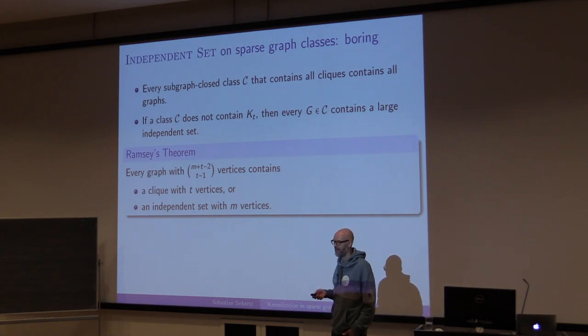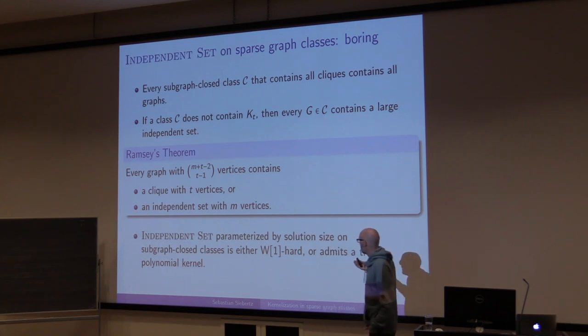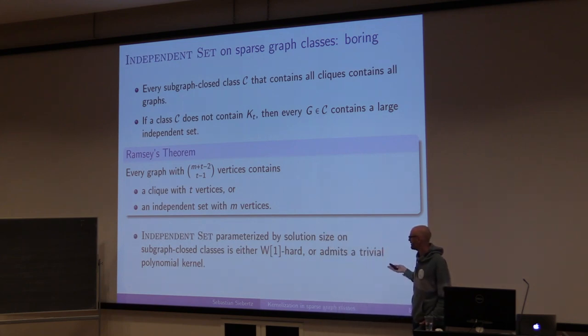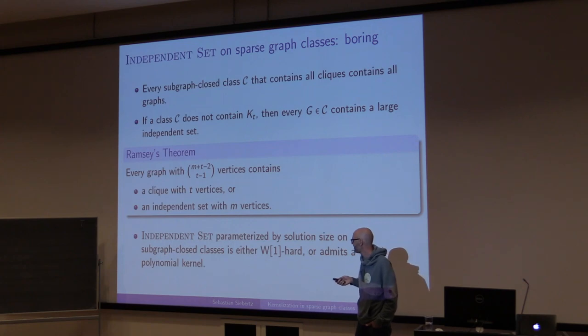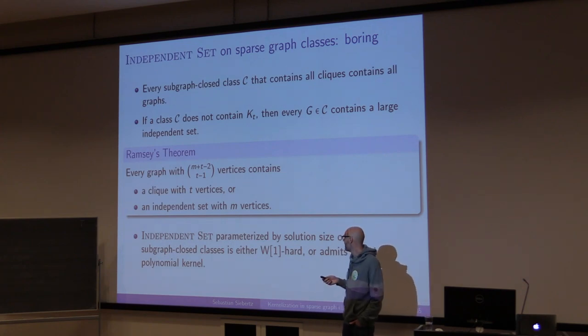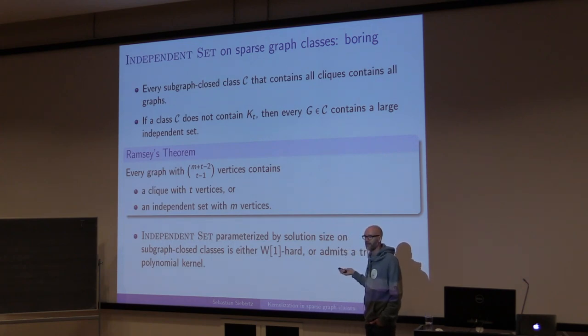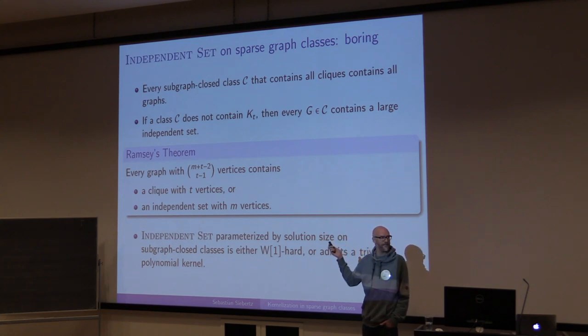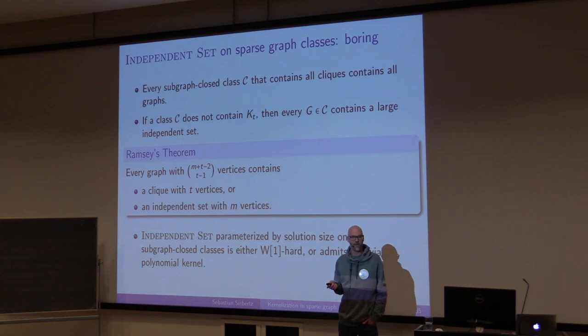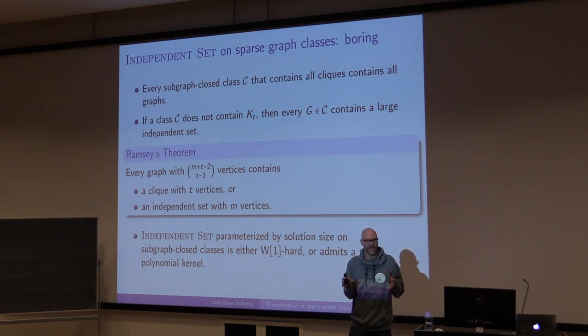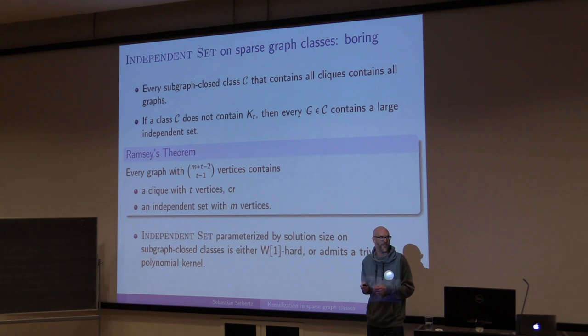So this is actually quite boring, and we get the following result. Independent set parameterized by solution size on subgraph closed classes is either W[1]-hard, if we have all cliques, or, if we don't have all cliques, then we have a trivial polynomial kernel. We just take a sufficiently large subset of the graph to find an equivalent instance, and this gives us a polynomial kernel for the problem.